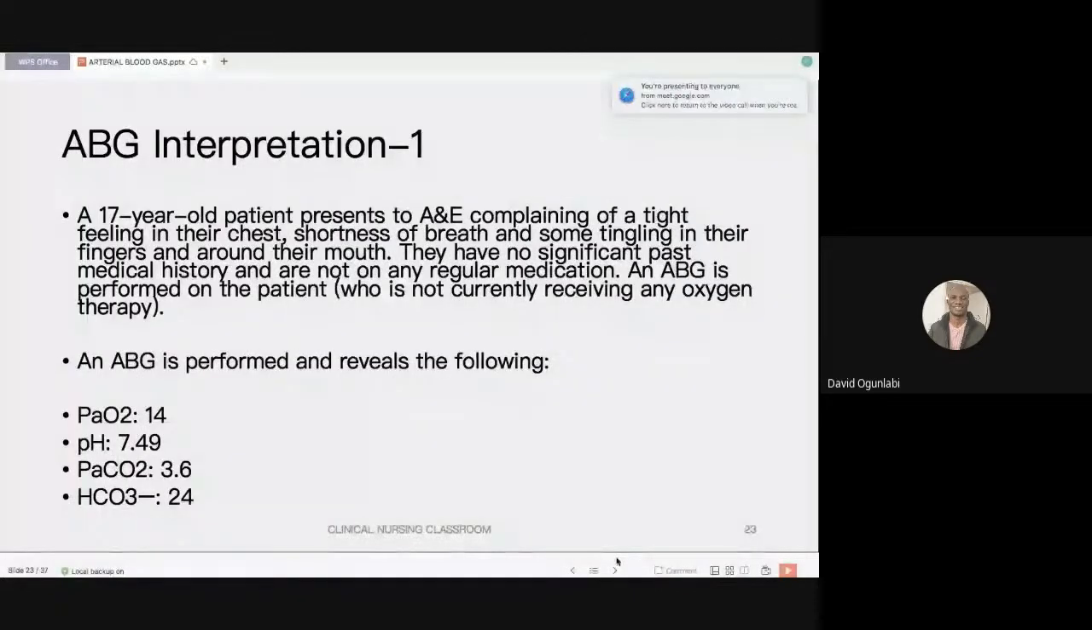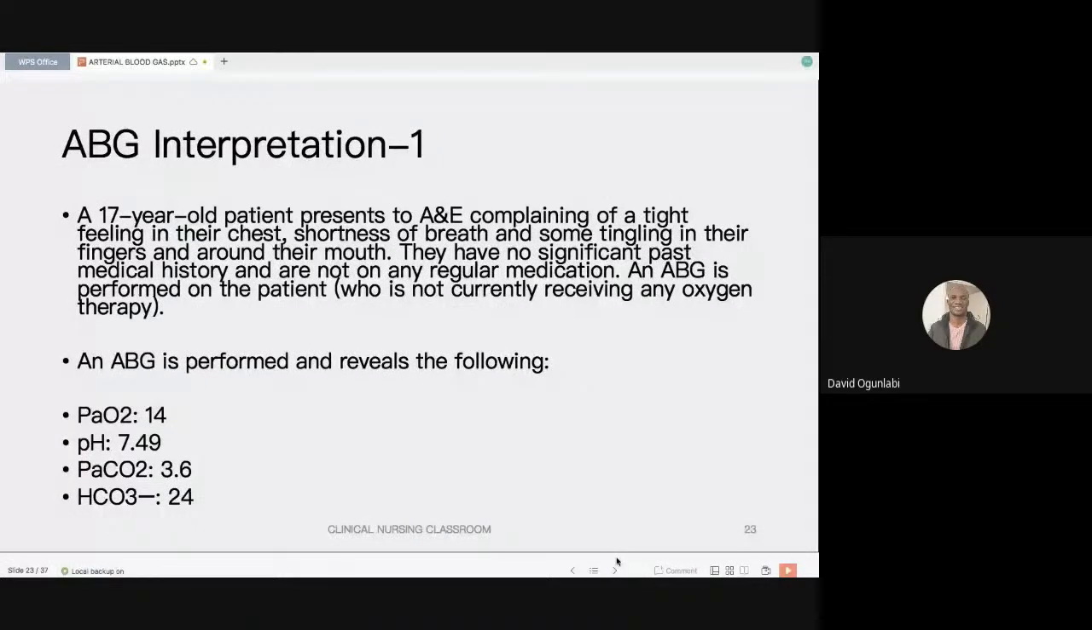What you need to do is simple. Check the PaCO2, check the bicarbonate. You are checking PaCO2 because you want to know if the source is respiratory. You are checking bicarbonate because you want to know if the source of our alkalosis is metabolic. That is why we are checking those two values. Now, let's start with PaCO2.